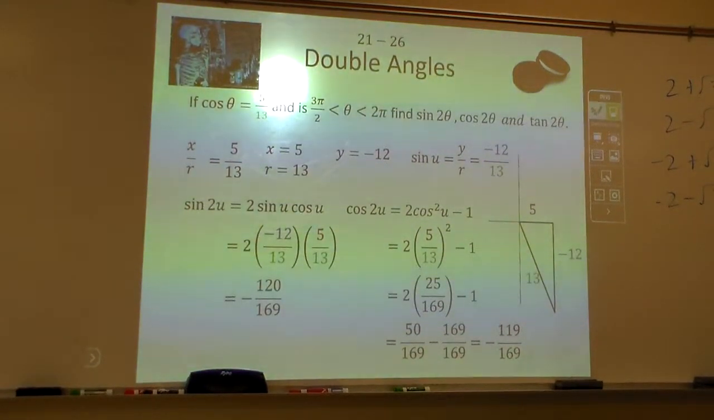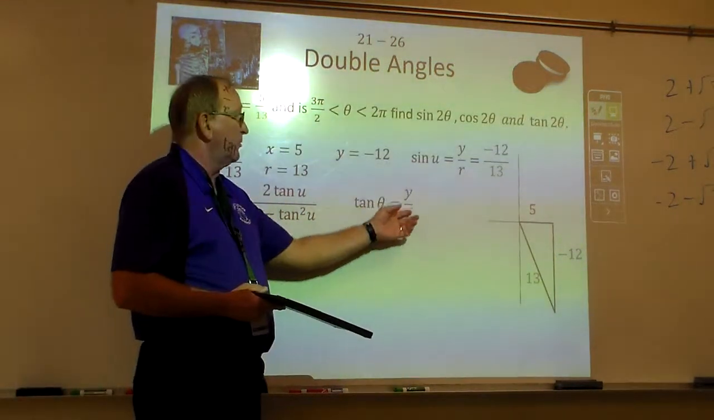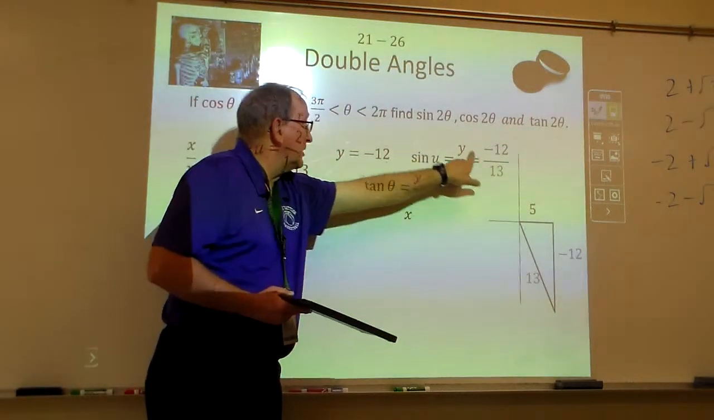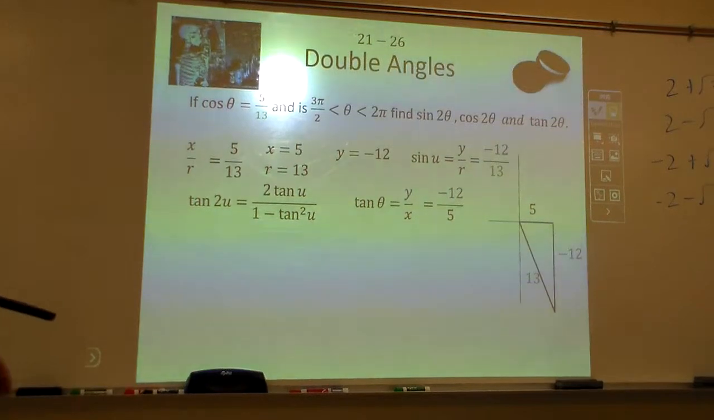All right, the tangent part is this formula. But what do I have? What have I not figured out yet? I haven't found tangent. Tangent's what? Y over x. So what's y? Negative 12. And what's x? So now I'm going to go up here and plug this into my formula.